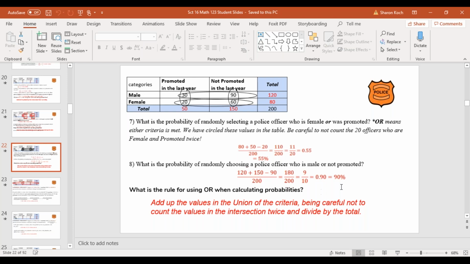So in this case, we can see that 90% of the officers were either male or not promoted. So I can pick a name, and that's the probability I'm going to get a name that's male or not promoted. Okay?